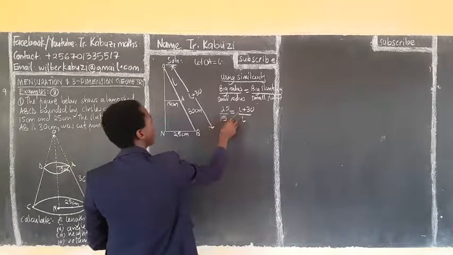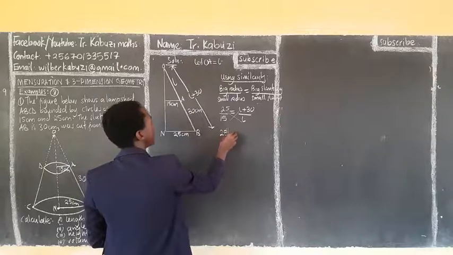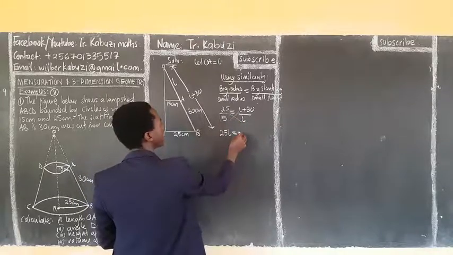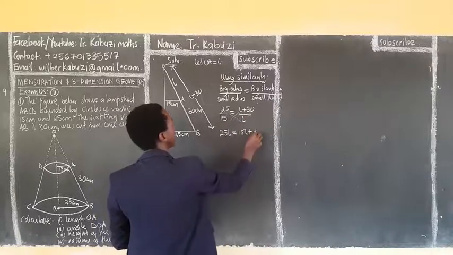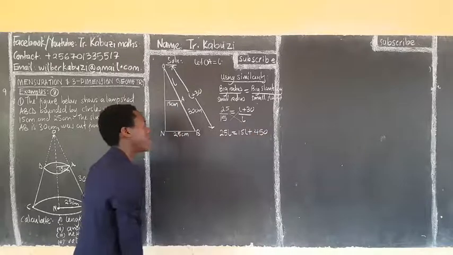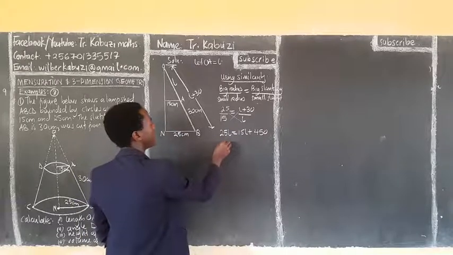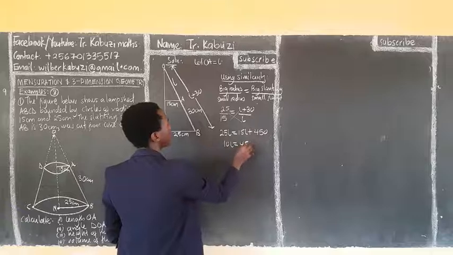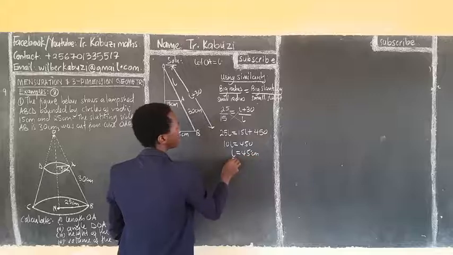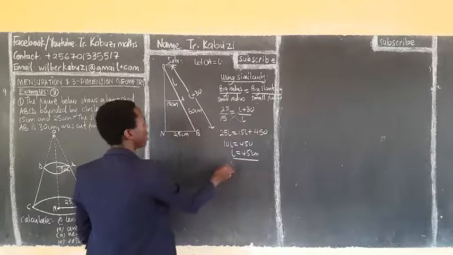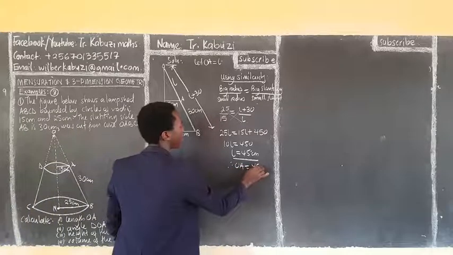Thereafter, we are going to cross multiply. When I cross multiply here, I get 25L equals 15L plus 15 times 30, which is 450. Now we make L the subject by taking this side, so you'll be having 10L equals 450. So your L, if you divide by 10, is 45 centimeters. Therefore, our OA, this length OA, is 45 centimeters.